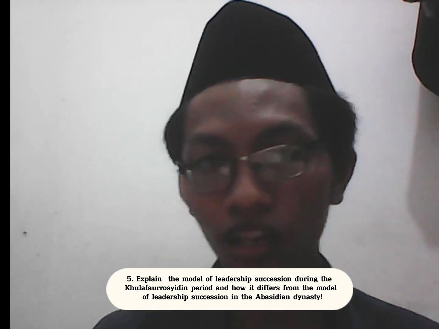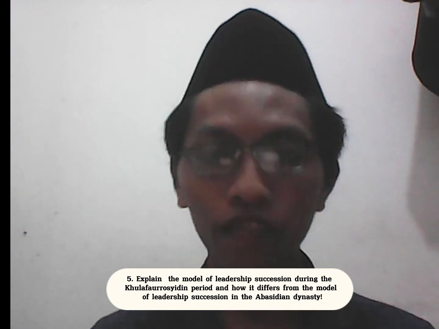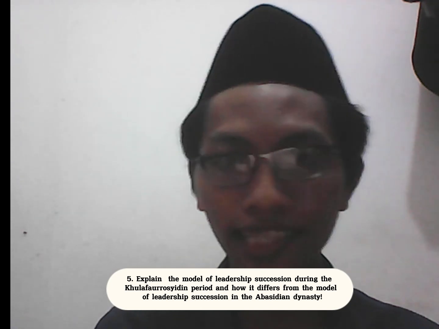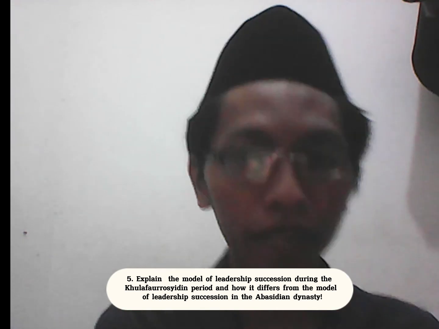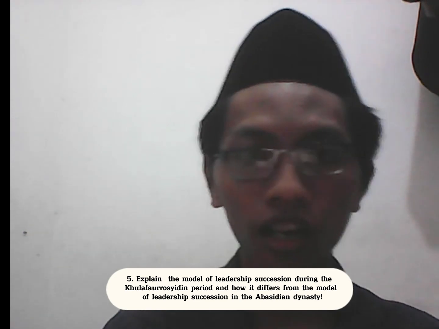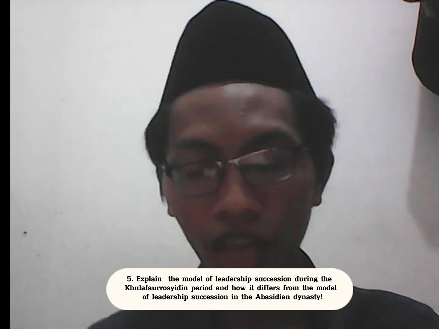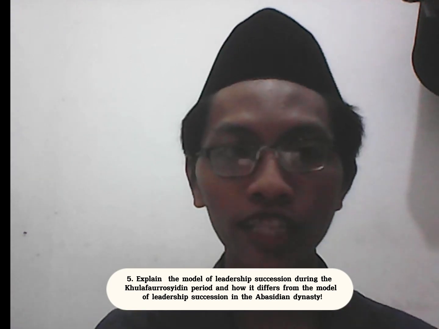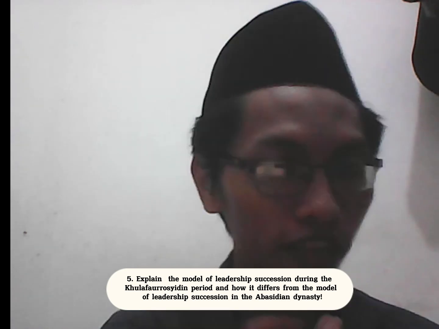Some factors led to differences in the leadership succession model between Khulafaur Rashidin and Abbasid. The first one is heredity. As I said before, the Abbasid based their legitimacy on heredity or monarchy, while Khulafaur Rashidin were chosen based on their abilities and qualities, regardless of heredity. And the second, the Abbasid was established because of dissatisfaction with the Umayyad. This difference was also influenced by dissatisfaction with the Umayyad government, which was considered authoritarian and corrupt.